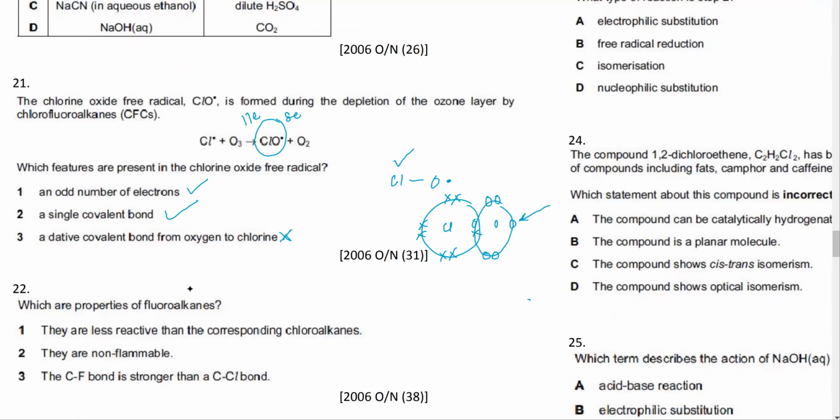What are properties of fluoroalkanes? Fluoroalkanes are CFCs. They are less reactive than corresponding chloroalkanes, which is true क्योंकि fluoroalkanes में सिर्फ फ्लोरीन होगा, और ये हमने पढ़ा है कि फ्लोरीन का जो बॉन्ड है, it's a small atom, तो it's a stronger bond. It's a much stronger bond. तो CCl chloroalkanes के comparatively it's going to be less reactive because this bond over here is going to be very strong. CFC सारे non-flammable होते हैं, and ये भी true है कि ये discuss किया, the CF bond is stronger than a CCl bond.